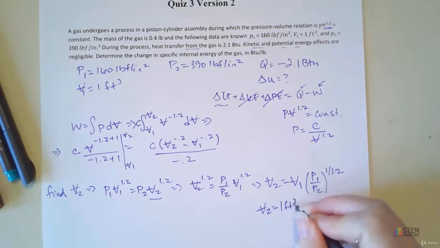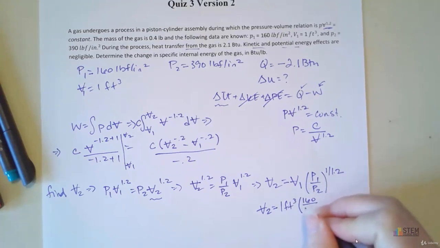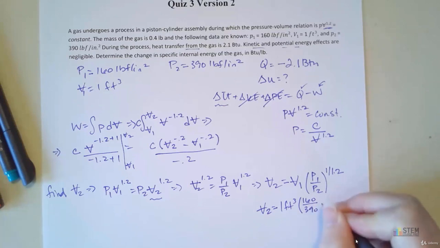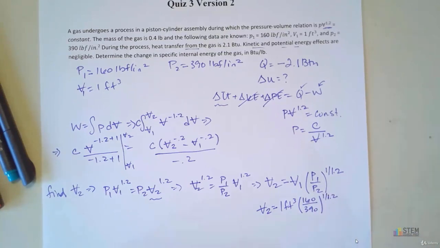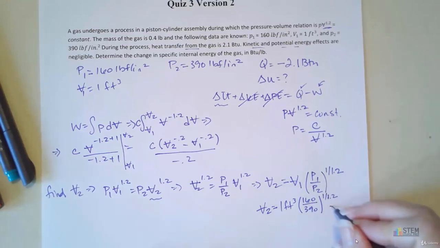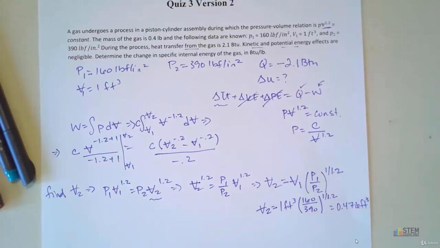And you're going to get 1 cubic foot. And then for pressure, we got 160, and then we have 390. Those units cancel, so I'm going to leave them out because I'm running out of room here. There's your power, and then once you do the math, you get 0.476 cubic feet. So that's our volume. So we're decreasing volume, which would make sense since our pressure did increase.